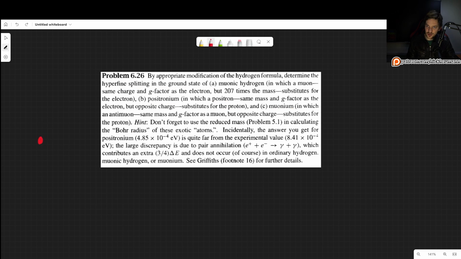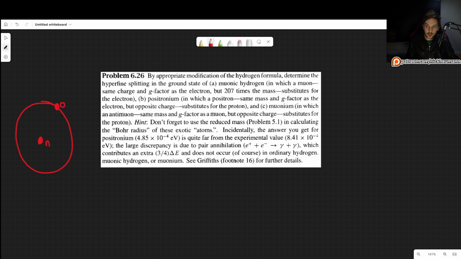So in hydrogen, we have the nuclear part, which is one proton, but let's call it N, right? The nuclear part. And we have the orbital part, which is usually the electron. I'll call it just O because we're going to be changing it in the different parts of this problem. So how did we find this hyperfine splitting?